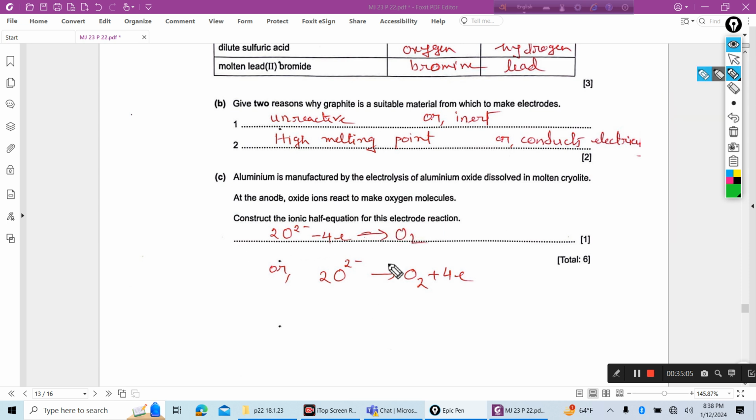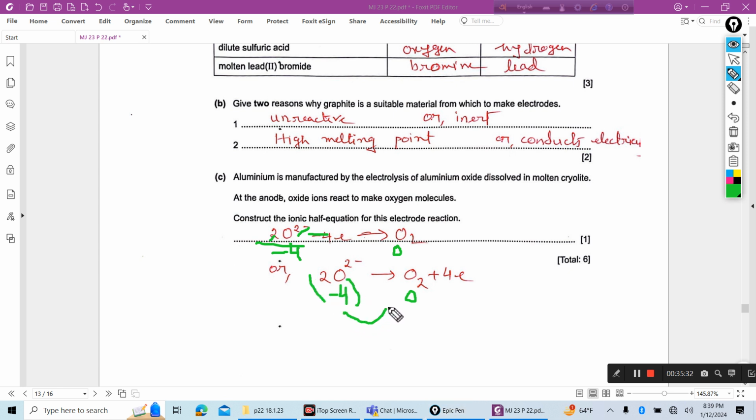That means oxide ion oxidizes, meaning it loses 4 electrons to form O2. Minus 2 into 2, 2 to the 4, here 0. Minus 4 to 0, so lose 4 electrons. Here oxidation number 0, here minus 4.